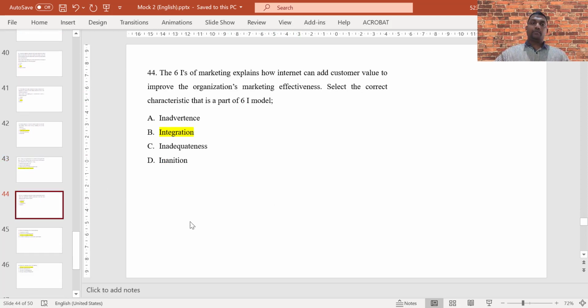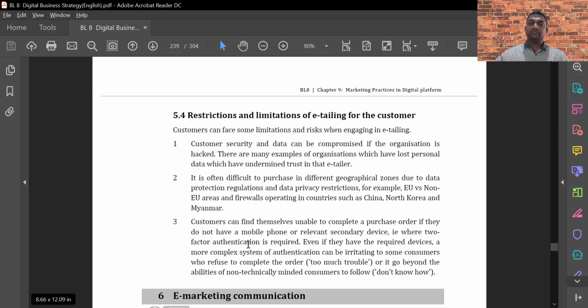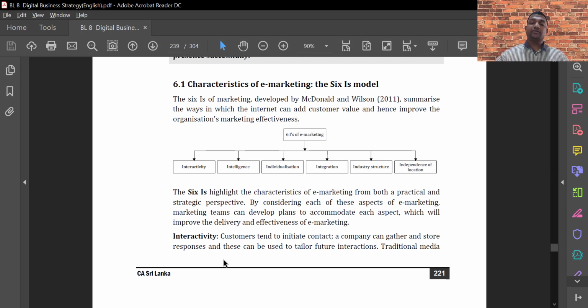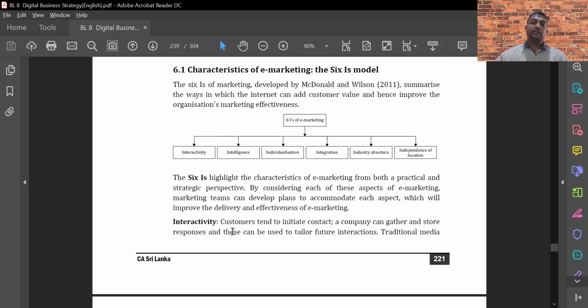Question number 44. The 6 I's of marketing explains how the internet can add customer value to improve the organization's marketing effectiveness. Select the correct characteristic that is a part of the 6I model. Let's look at what the 6I characteristics are. This was developed by McDonald and Wilson in 2011, and these are the ways in which the internet can add customer value and improve the organization's marketing effectiveness.